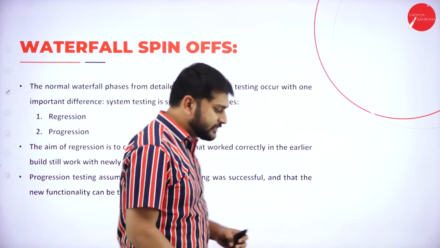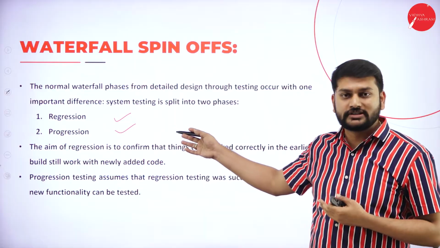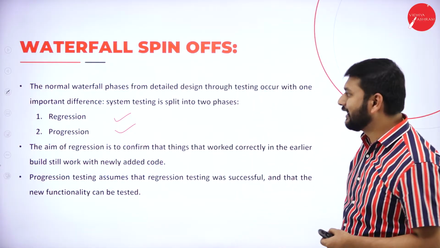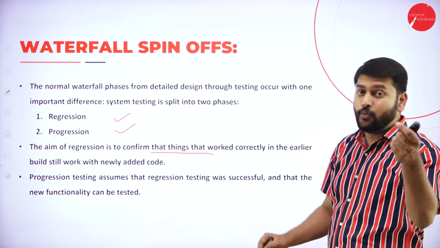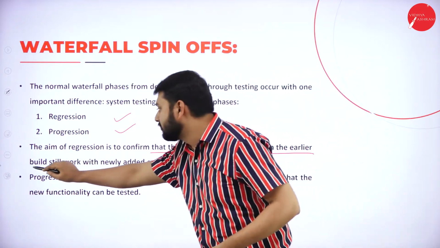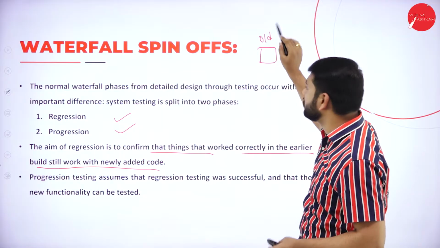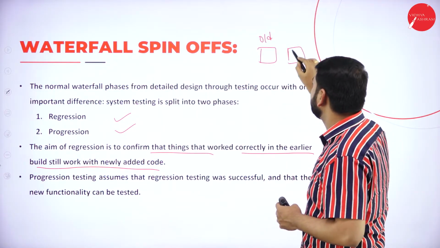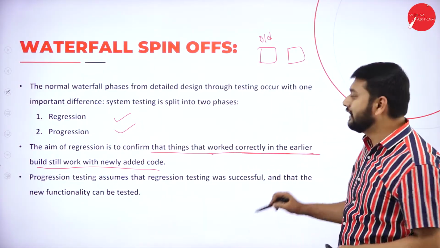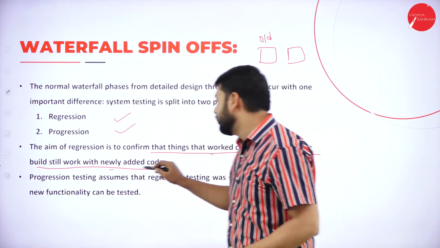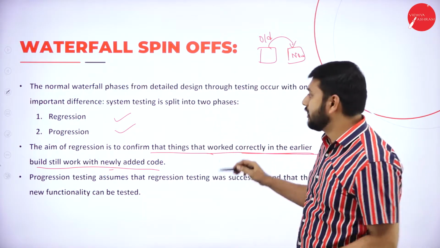As I told you, system testing is getting divided into 2 parts: regression and progression. I think I've already discussed what regression and progression are. Let me give you a quick recap. The aim of regression is to confirm that the things that worked correctly in the earlier build still work with the newly added code. What is the meaning? Whatever I have built already, that's what I call the old. It is working fine even after the new code is there. Please understand, it worked correctly in the earlier build and it is still working with the newly added code. That's what we call regression.